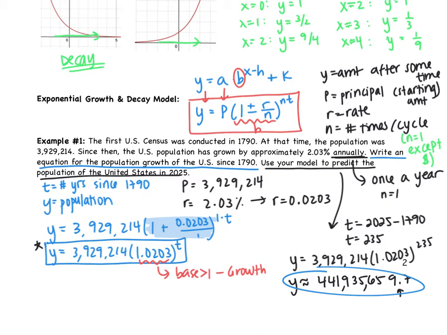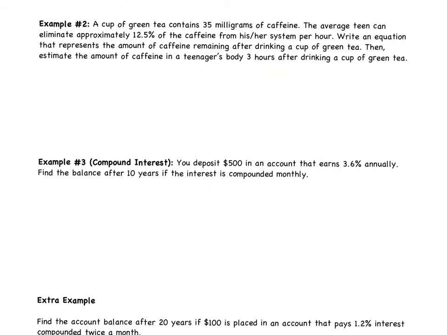Let's look at another example. Please flip the page. Okay, example number 2. A cup of green tea contains 35 milligrams of caffeine. The average teen can eliminate approximately 12.5% of the caffeine from his or her system per hour. Write an equation that represents the amount of caffeine remaining after drinking a cup of tea. Then estimate the amount of caffeine in a teenager's body 3 hours after drinking a cup of green tea.